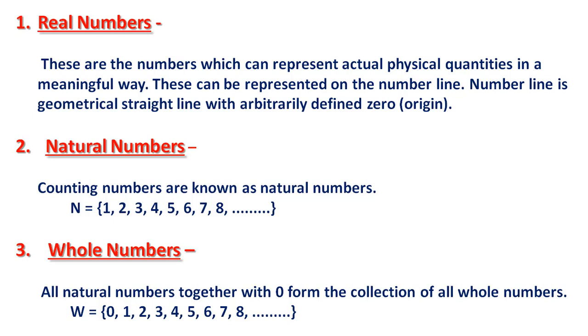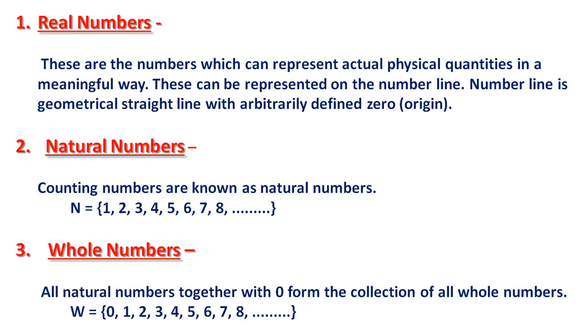So first is real numbers. So what are real numbers? These are the numbers which can represent actual physical quantities in a meaningful way. And these can be represented on the number line, and the number line is a geometrical straight line with an arbitrarily defined zero origin.